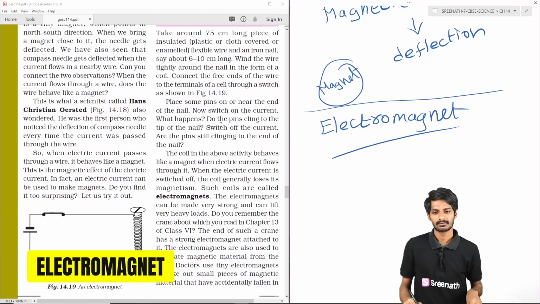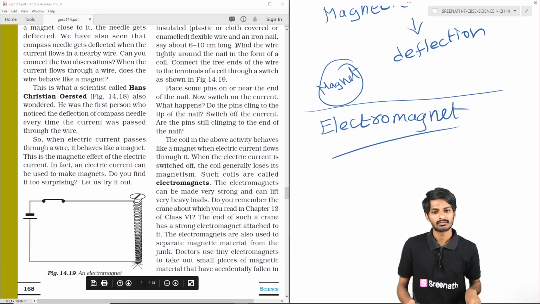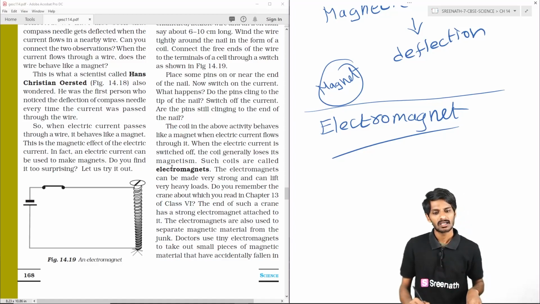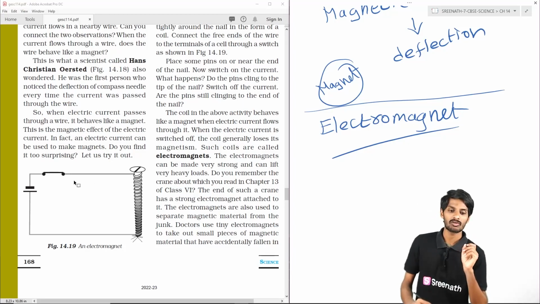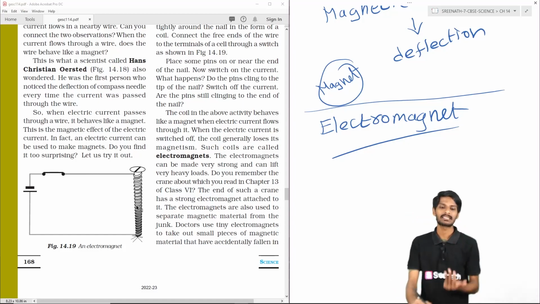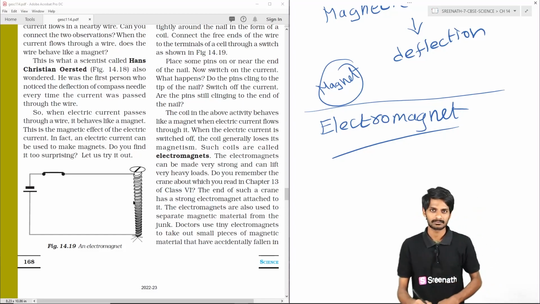What is an electromagnet? To know this, students, this is the activity we have already done. We took a 75 centimeters long piece of insulated wire and a 6 to 10 centimeters iron nail, and we curled the wire on it, and we switched on the power and placed some iron filings. Whenever you switch on the current, the iron filings will come and attach to this. Whenever you switch it off, they will not be attracted. So whenever current is passing, only then it acts as a magnet, and whenever there is no current, it does not act as a magnet.